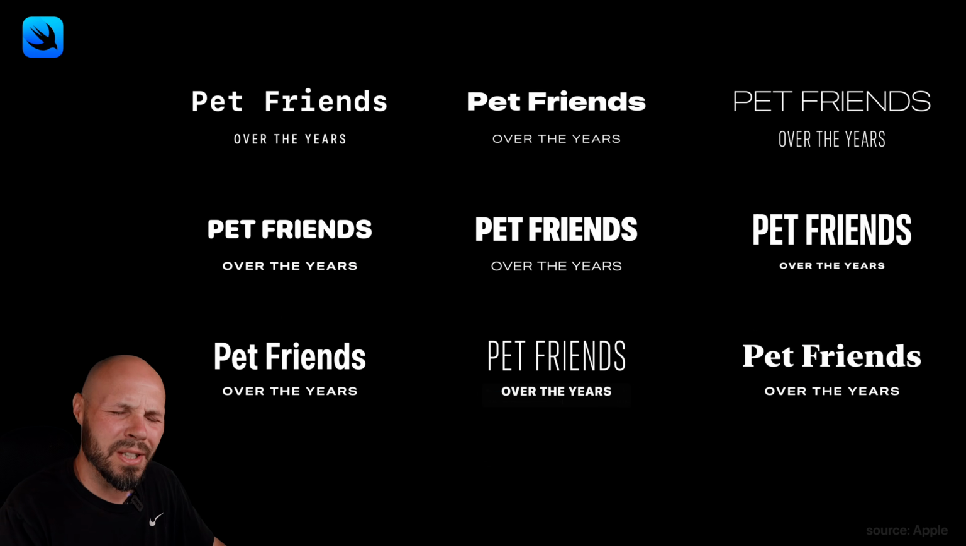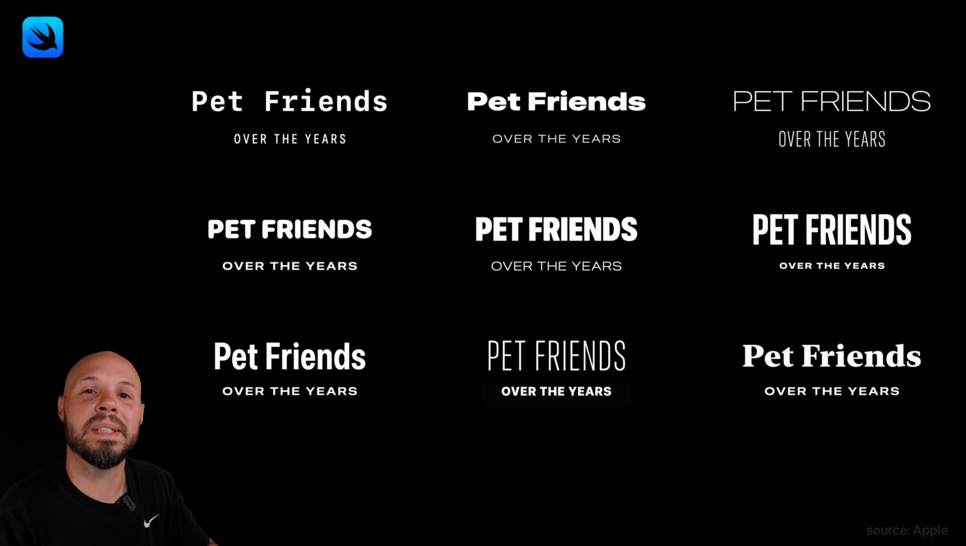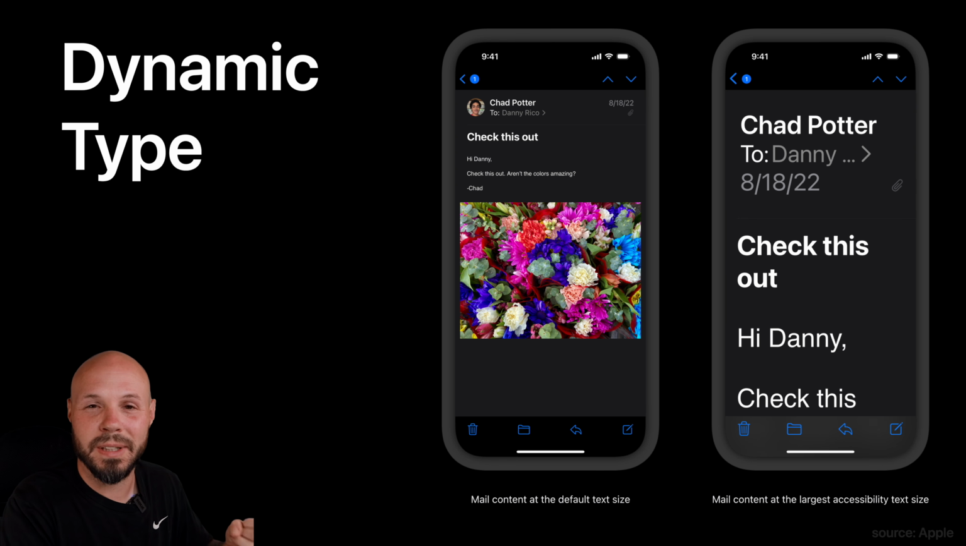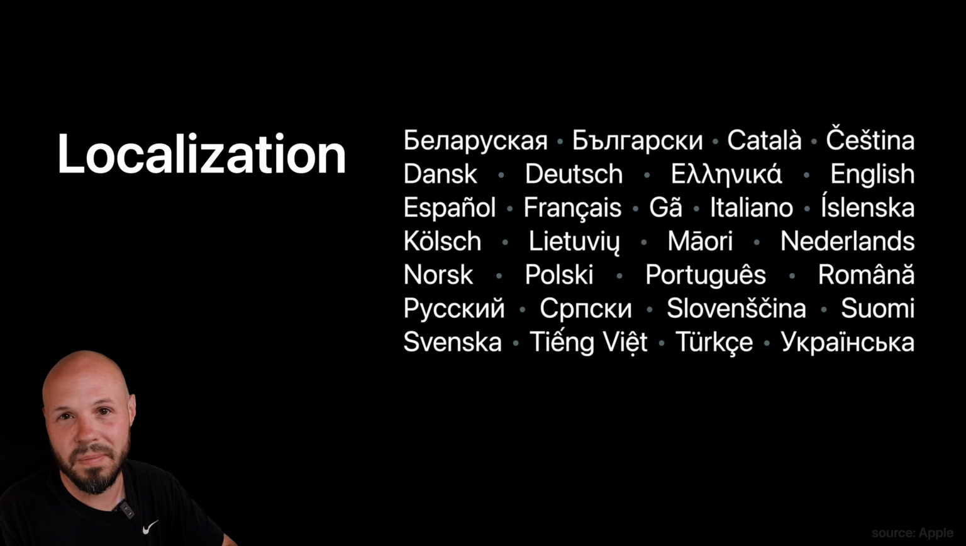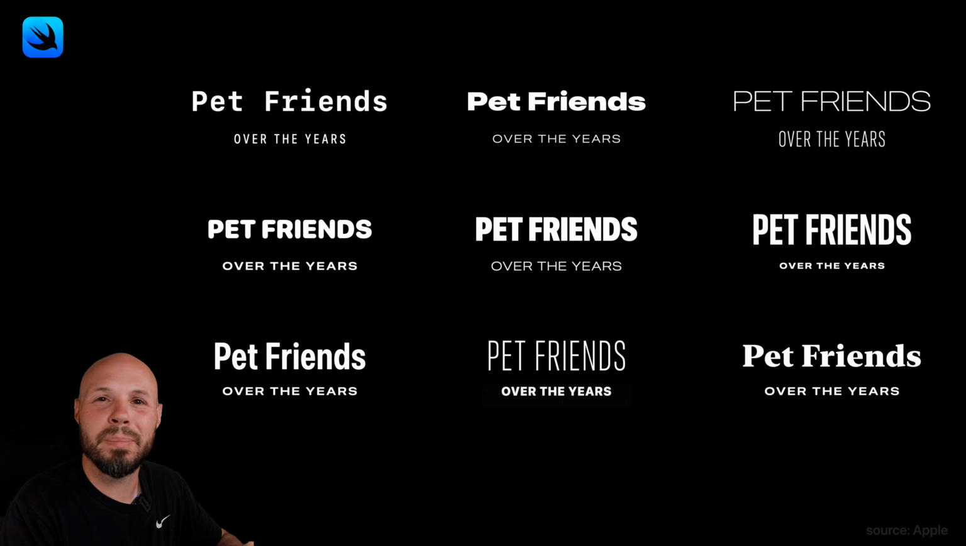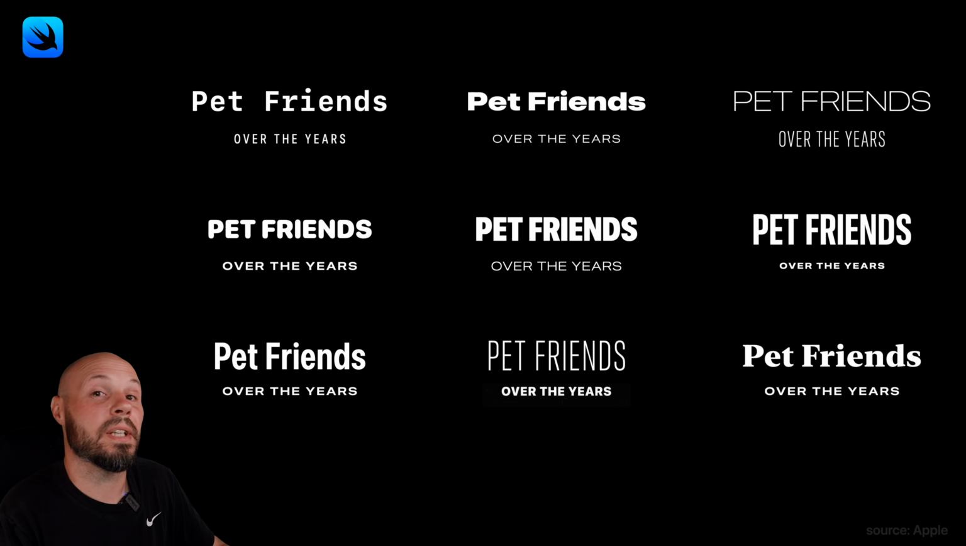But it's not just about how it looks, because the built-in system font comes with a lot of goodies out of the box. You get built-in dynamic type. You get accessibility settings like bold text, localization features. And when you bring in a custom font, you have to build all that stuff yourself. So in this video, I'm going to show you just how flexible the built-in font is.